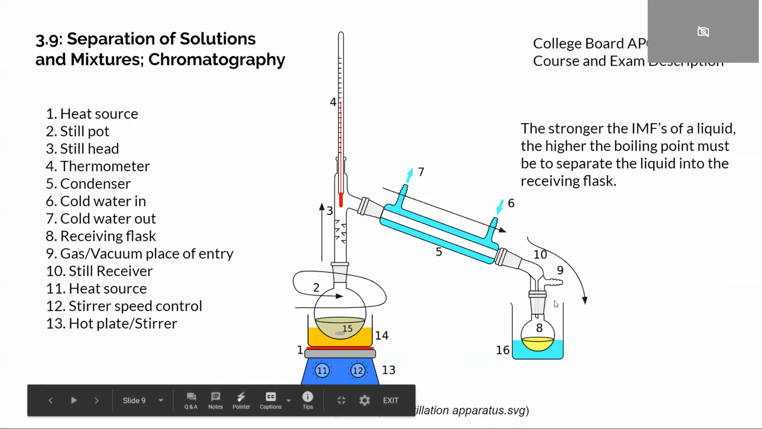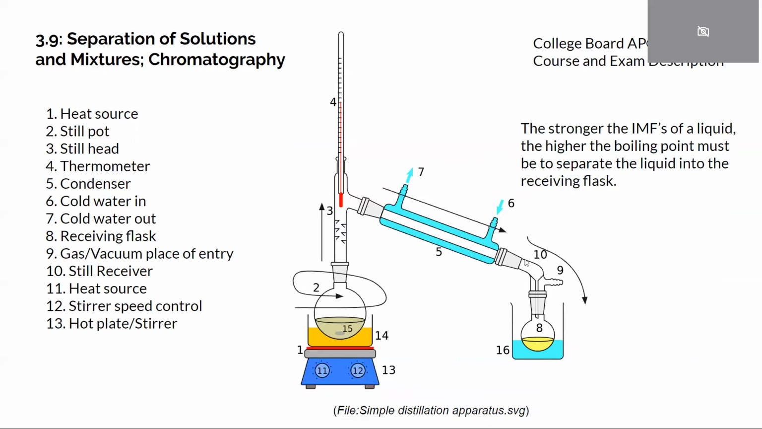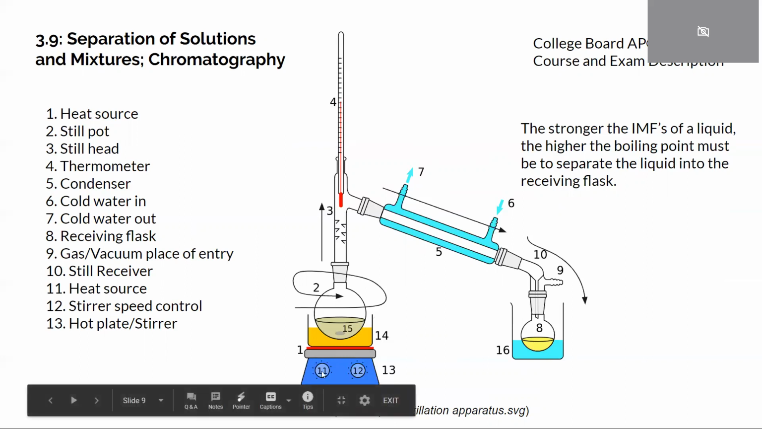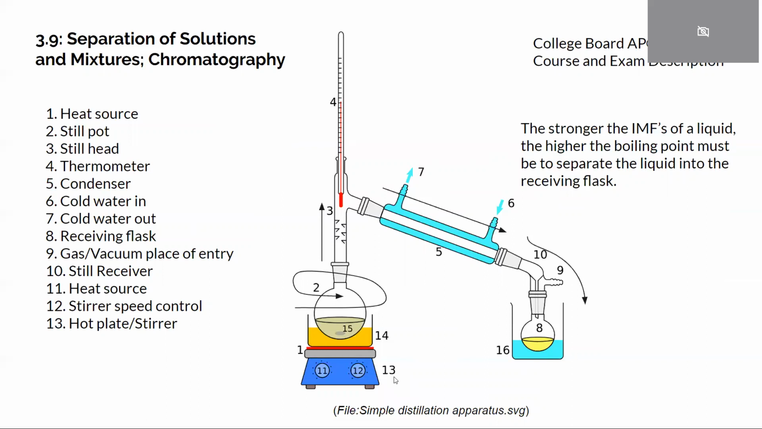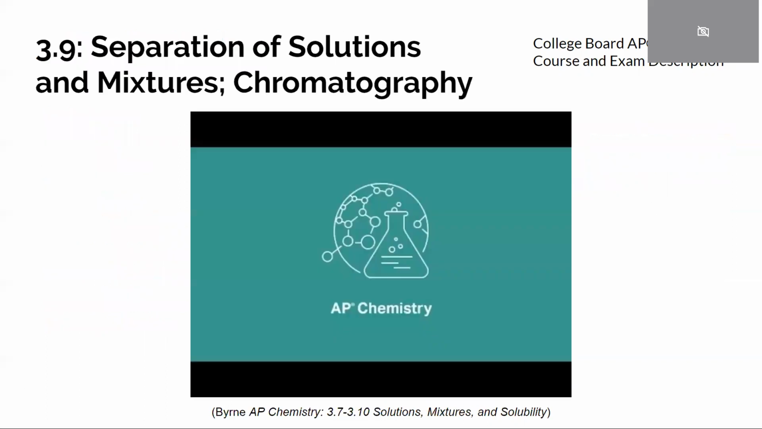And this is just a gas/vacuum place of entry. Here's the still receiver. This is the heat source, and then this is the stir speed control. And this whole entire thing is the hot plate, which can also be called the stirrer. So the stronger the IMFs of a liquid, coming back again, the higher the boiling point must be to separate the liquid into the receiving flask.